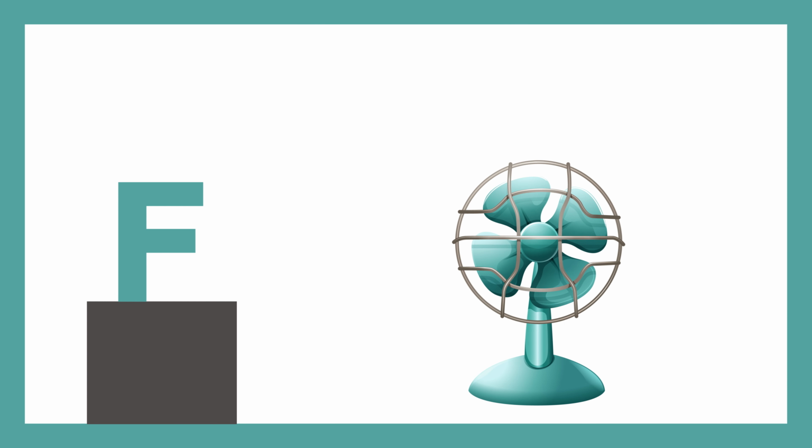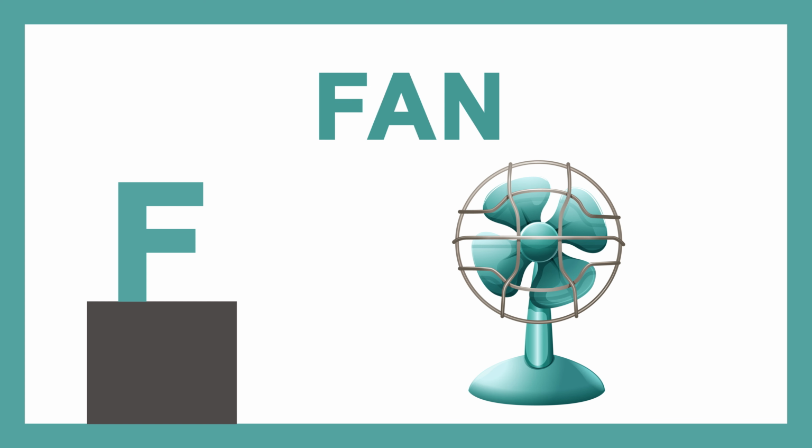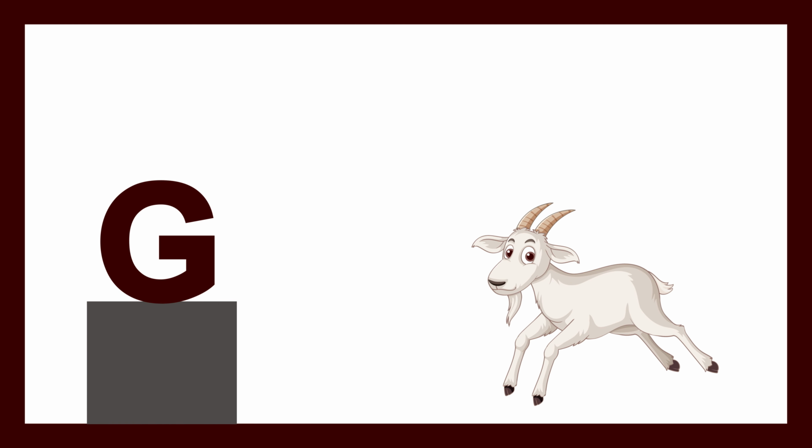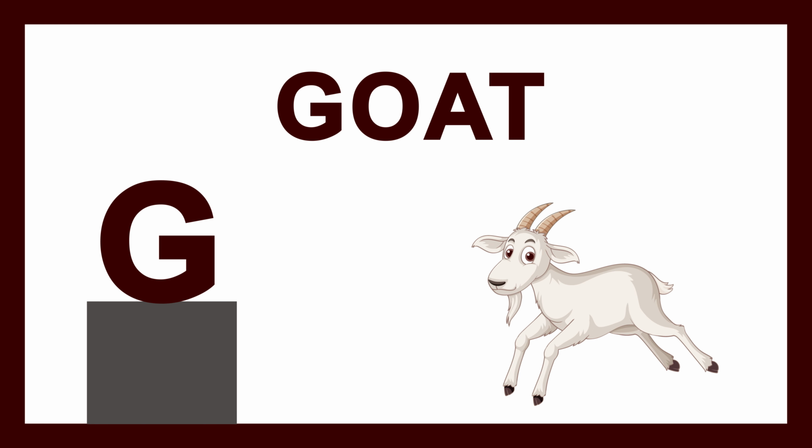F for fan. Let's spell it. F, A, N. Fan. Next letter is G. G for goat. Let's spell it. G, O, A, T. Goat. Next letter is H.